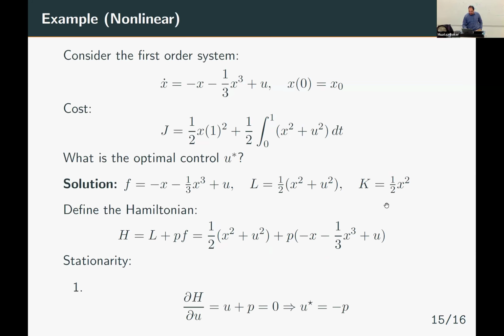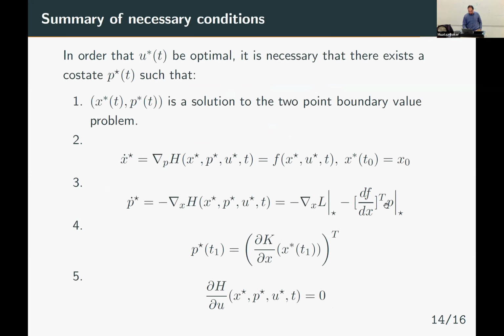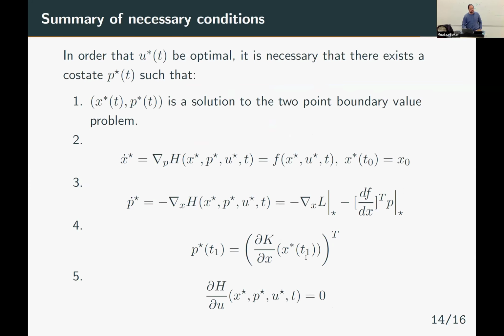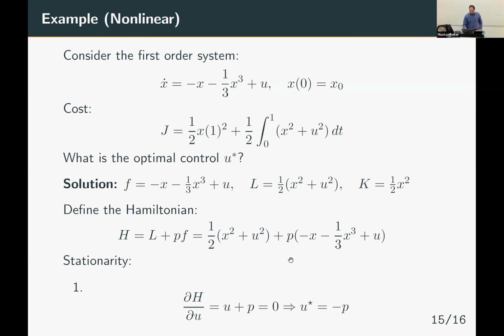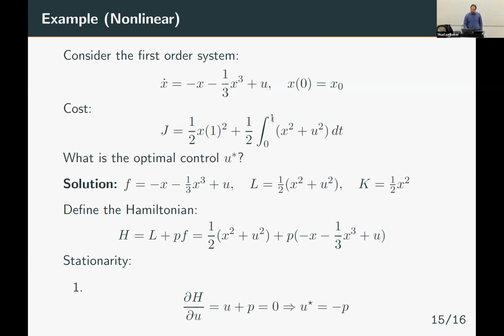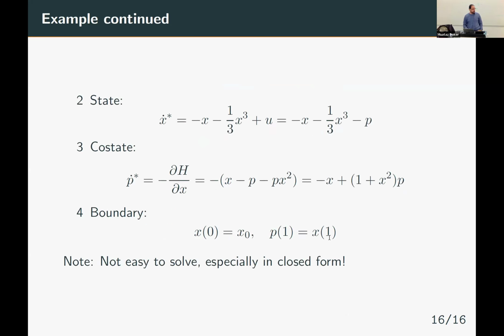So what is k here? K is half x squared differentiated with respect to x. So you end up with just x, and then evaluated at t1. So it's just x at t1, which is x at 1, right? Remember the time is from 1, so t1 is 1 in this case. Okay, so it's x at 1. That's it, right?